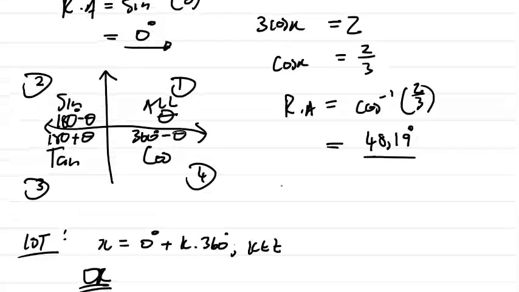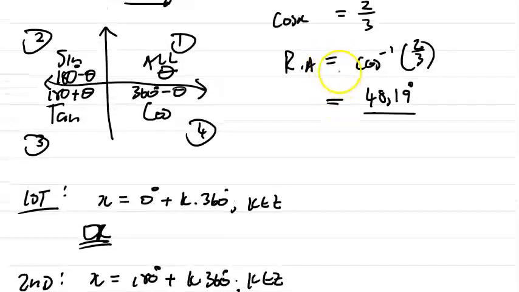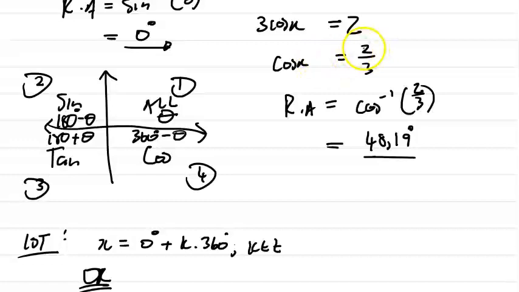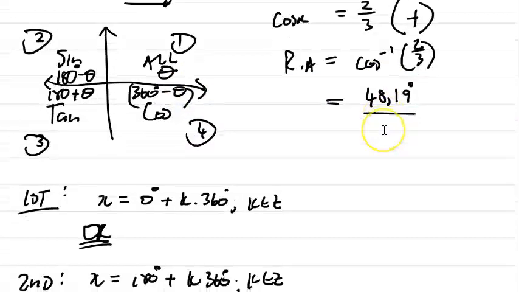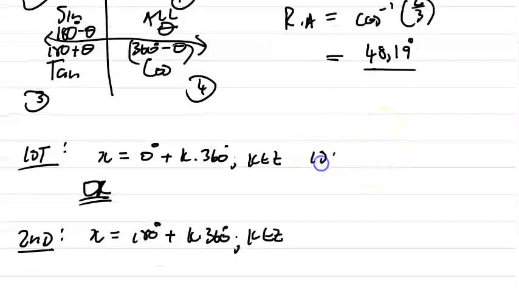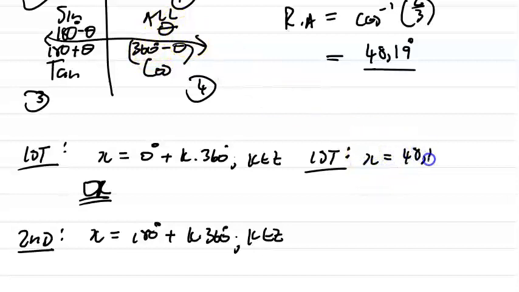Now let's look at the second part of our solution. So for the second part of our solution, here we got that cos x equals 2 over 3. So once again, guys, this is positive. We need to see where cos is positive. Remember, cos is positive in the first quadrant and it's positive in the fourth quadrant. So similarly, we're going to write our answer for the first and fourth quadrant. So for the first quadrant, remember the formula is theta. So we'll say x equals 48.19 degrees plus k dot 360 degrees. K can be any integer value.